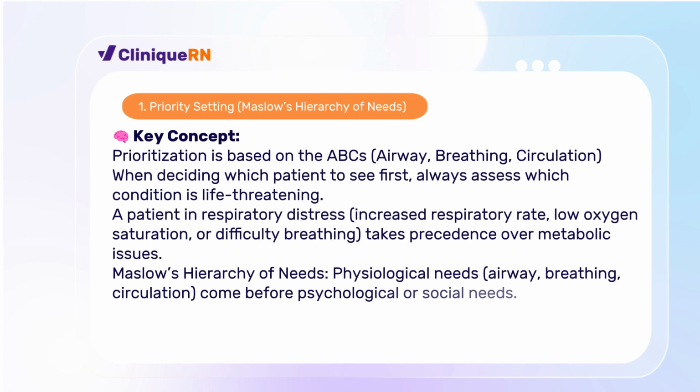Key concept. Prioritization is based on the ABCs: airway, breathing, circulation. When deciding which patient to see first, always assess which condition is life-threatening. A patient in respiratory distress, increased respiratory rate, low oxygen saturation, or difficulty breathing takes precedence over metabolic issues. Maslow's hierarchy of needs: physiological needs, airway, breathing, circulation come before psychological or social needs.